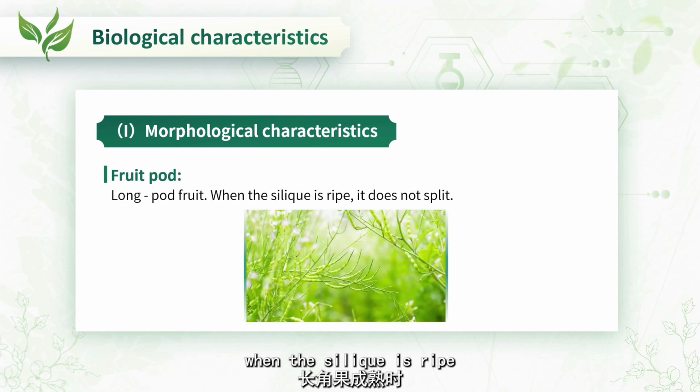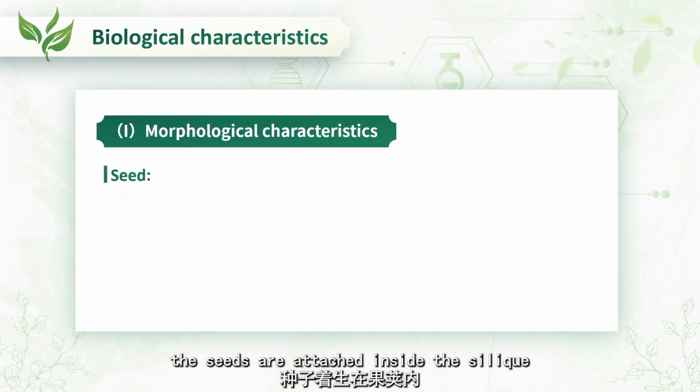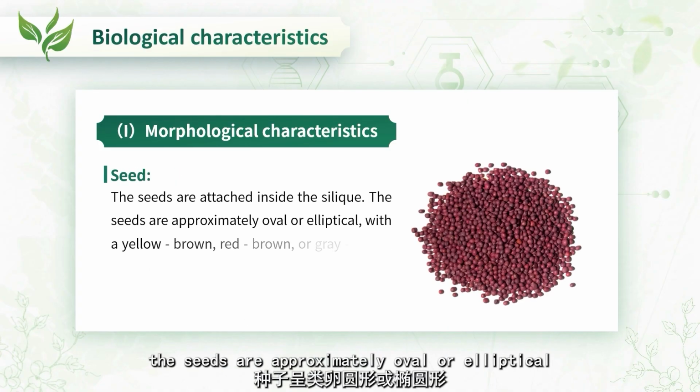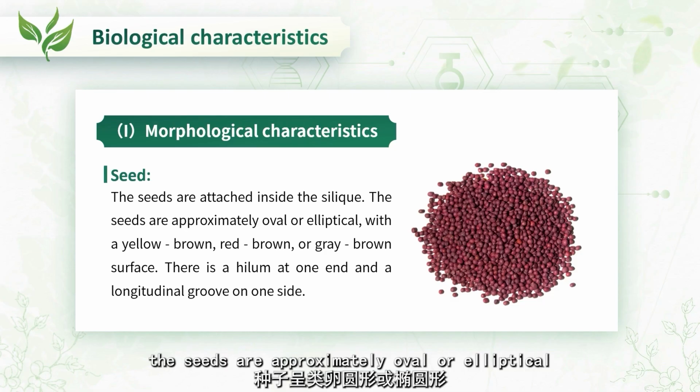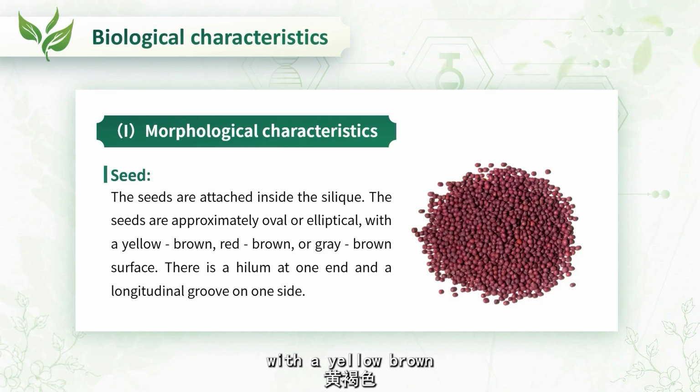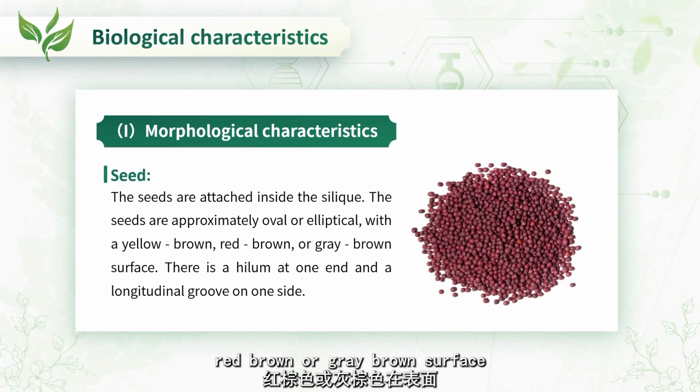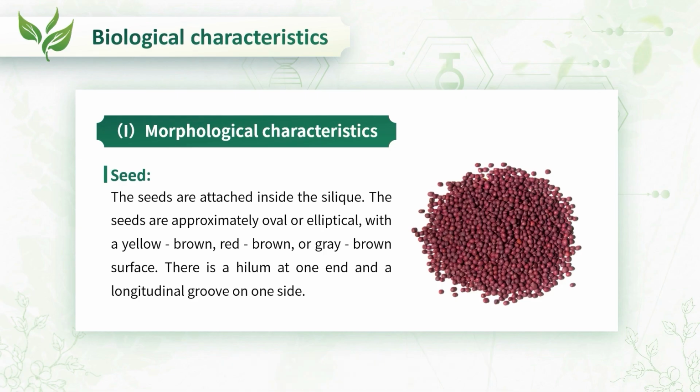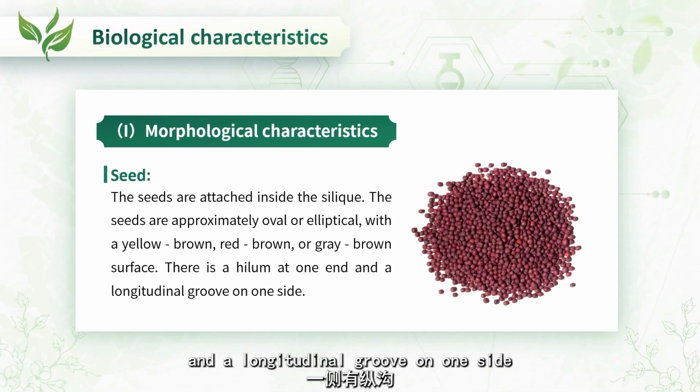When the fruit is ripe, it does not split. The seeds are attached inside the pod. The seeds are approximately oval or elliptical, with a yellow-brown, red-brown, or gray-brown surface. There is a hilum at one end and a longitudinal groove on one side.